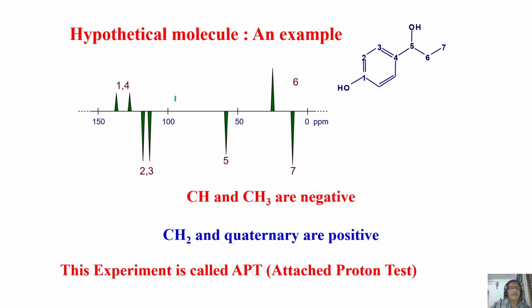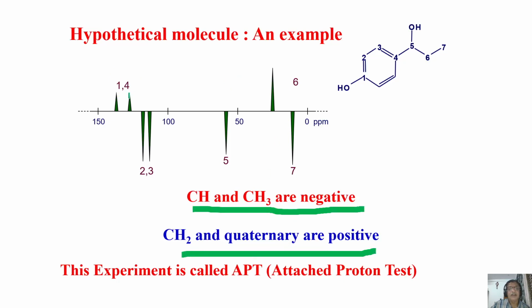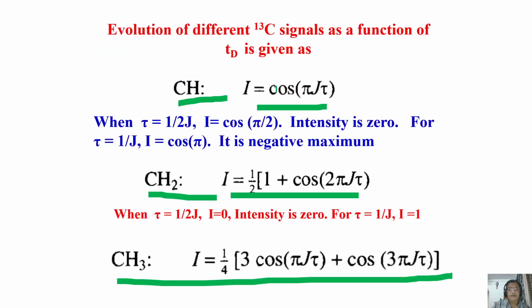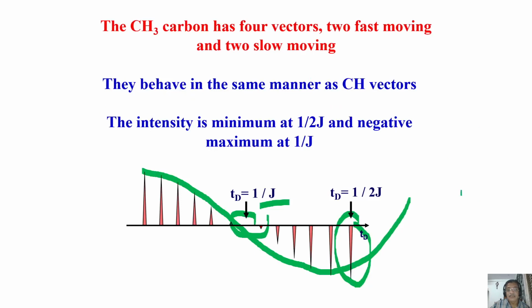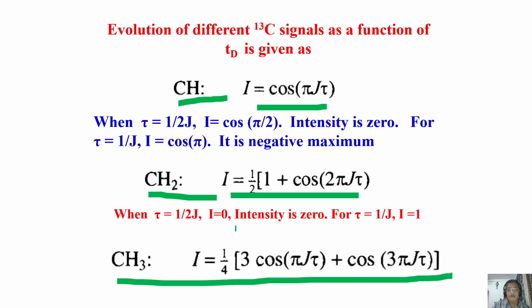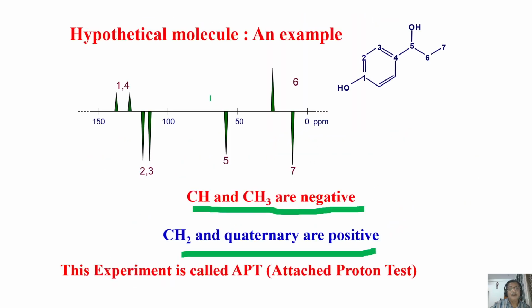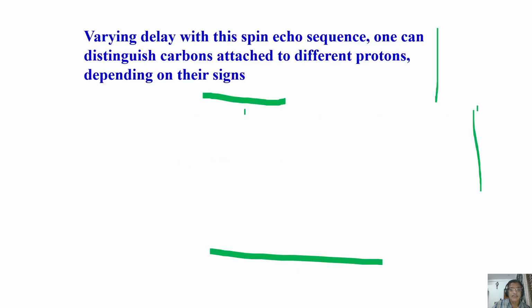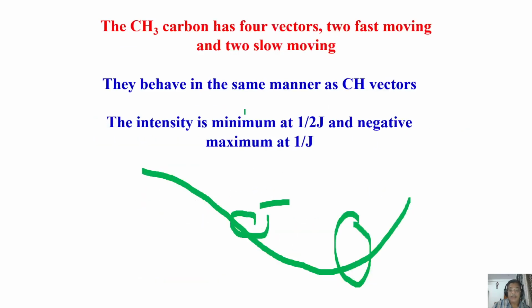Take an example. I do that experiment, spin echo carbon 13. Now, if I keep on varying the tau delay as a function of J, CH and CH3 are negative, and CH2 and quaternary are always positive for a particular value of J. You can find out what happens here. At 1 over J, this is 0, at 1 over 2J, this is negative. We will not consider the 0 component. We will consider only the signal which is positive or negative.